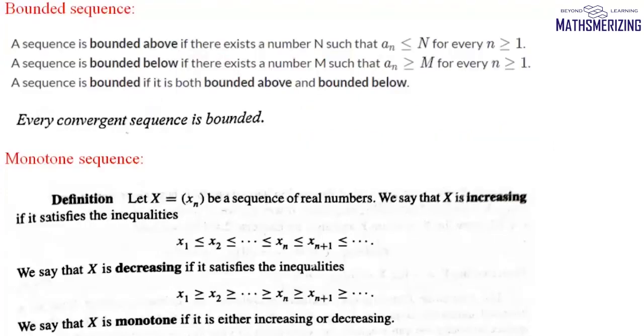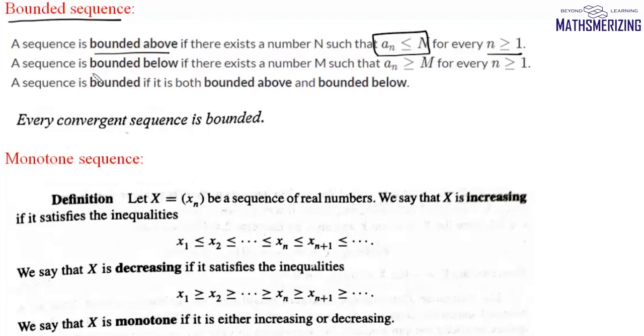Now let us look at two very important sequences. The first one is the bounded sequence. A sequence is said to be bounded above if there exists a natural number n such that an is less than or equal to n for every n greater than or equal to 1. That is, all the terms of the sequence are always less than or equal to some number n.